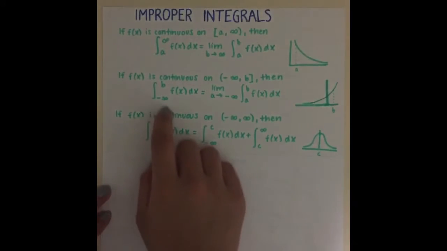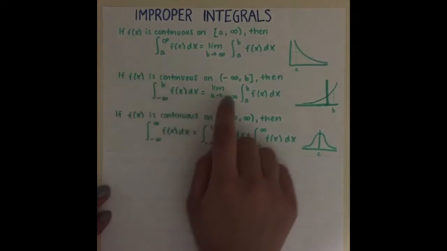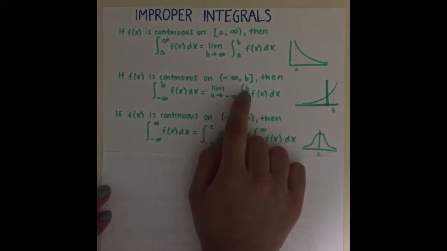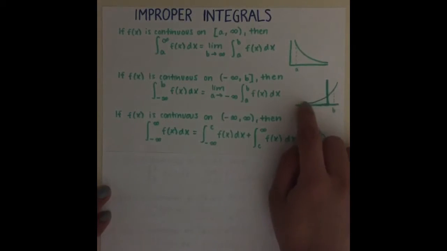This might also be reversed, and the bottom limit of integration might be negative infinity. We could do the same thing to correct this. We could set the limit as a approaches negative infinity and take the integral from a to b. This will be this area right here.